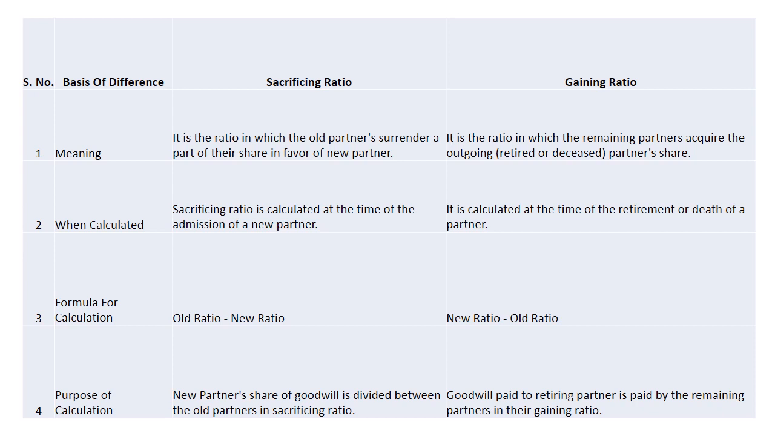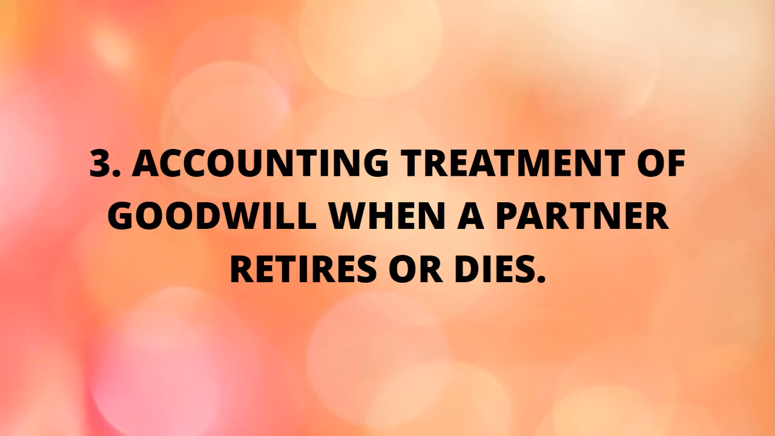Point number 4, purpose of calculation. The new partner's share of goodwill is divided between the old partners in sacrificing ratio. Goodwill paid to a retiring partner is paid by the continuing partners in their GR. It means whatever the ratio of GR is, in the same ratio they will bear the goodwill.